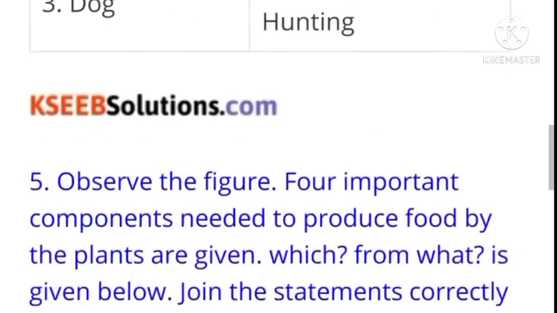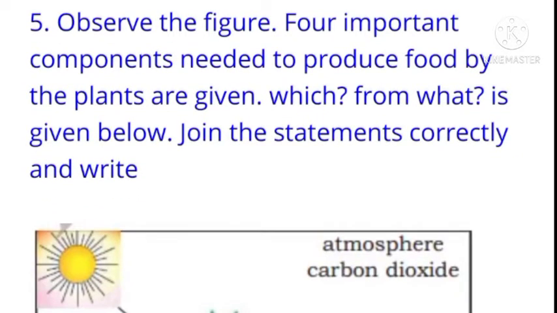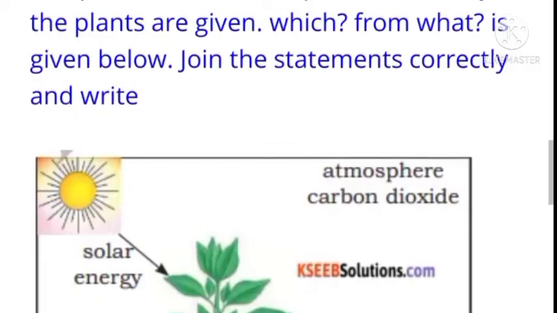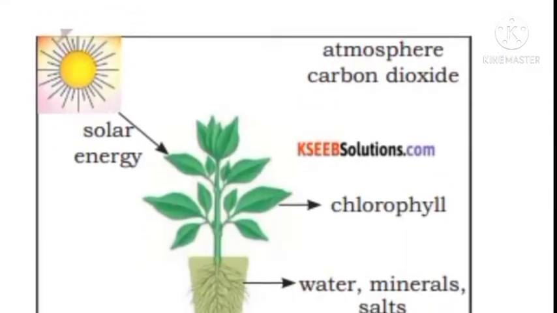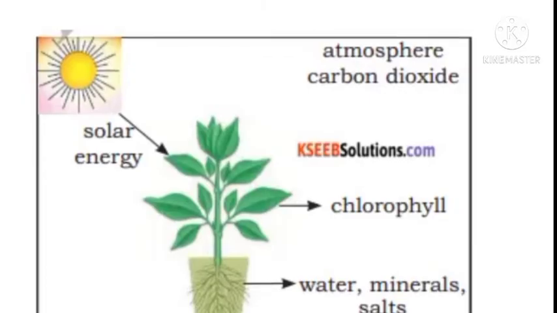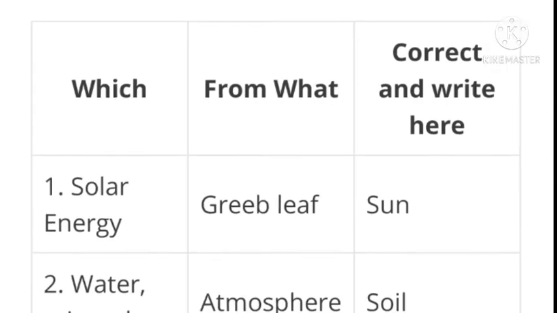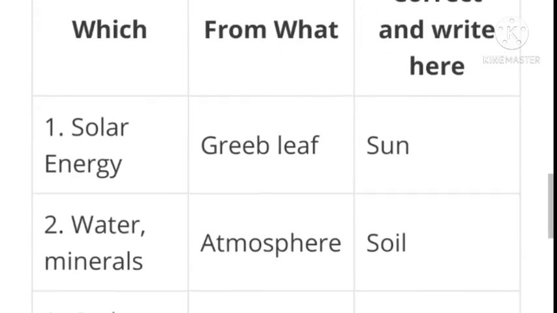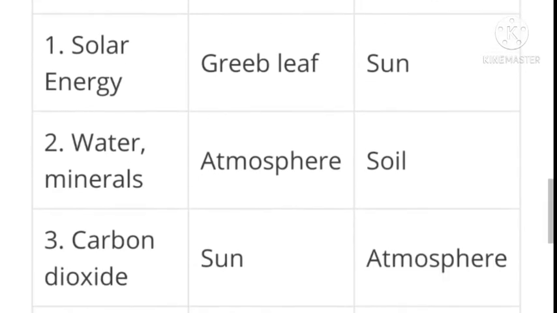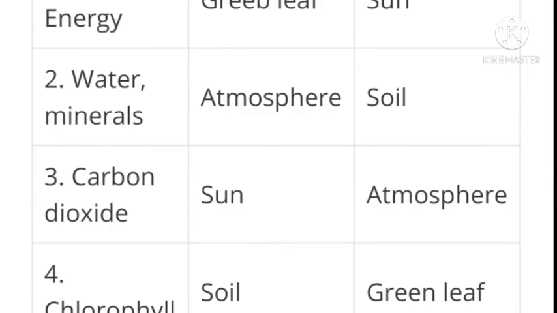Okay, now observe the figure. Four important components needed to produce food by the plants are given. Which is for what is given below? Join the statements correctly. See here, children, can you see here? Yes, so this is the picture of a plant making food. Okay, now you can answer: solar energy in green leaf. Sun. Solar energy, from where do we get? From the sun. Water and minerals from soil. Carbon dioxide from atmosphere, and chlorophyll from green leaf.